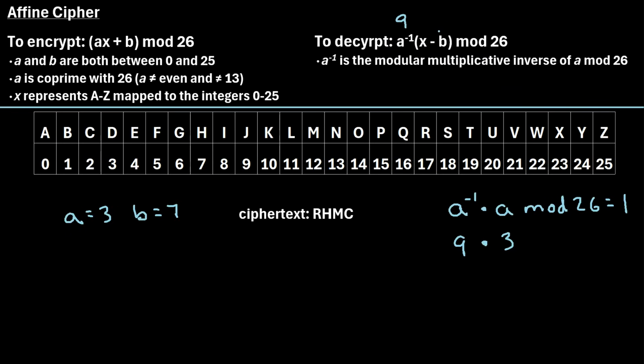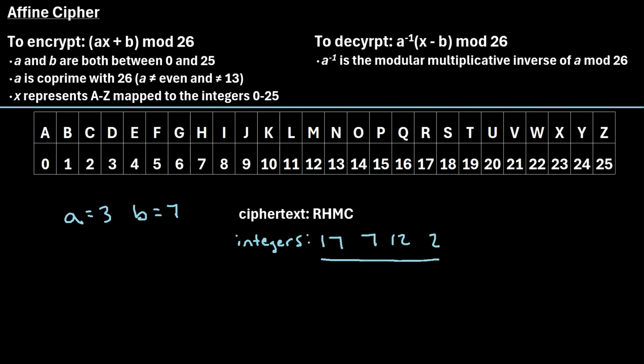So we're going to do 9 times x minus b mod 26. And remember, x is alphabetical letters encoded using these integer values. So first, let's convert each of these characters to integer values. So the R, that corresponds to 17. H corresponds to 7. M corresponds to 12. And C corresponds to 2. All right, I'm going to clear a little space here. Okay, so now we'll plug these integers in for the x values in this decryption formula. So we said that a to the negative 1 is 9. So here's the formula we're going to use. 9 times x minus b, b we said was 7, mod 26.